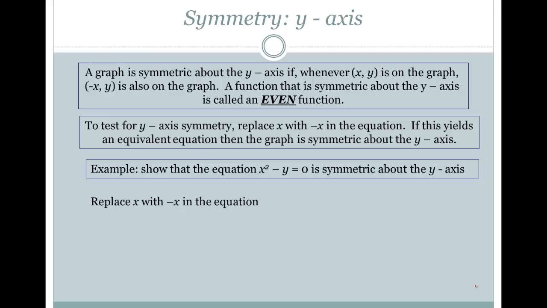So I replace x with negative x, and if I do that, I get this. And just like we talked about in the last problem, this term is the same as x squared, because when I go (negative 1) squared, I get positive 1.